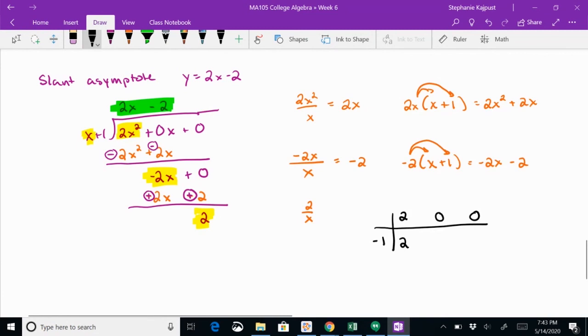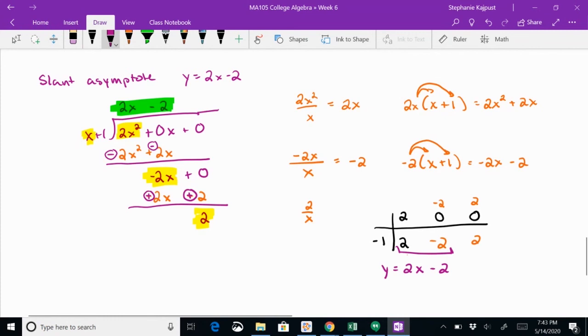And then I have a 2. So I have negative 1 times 2, so that's negative 2. Negative 2 plus 0 gives me negative 2. Negative 1 times negative 2 is a positive 2. 2 plus 0 is 2. So again, that last 2 is a remainder. So for the slant asymptote, all we care about is this stuff here. So we got y equals, and this also gives us 2x minus 2.